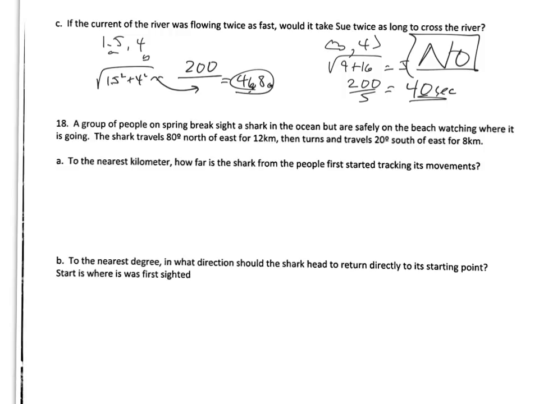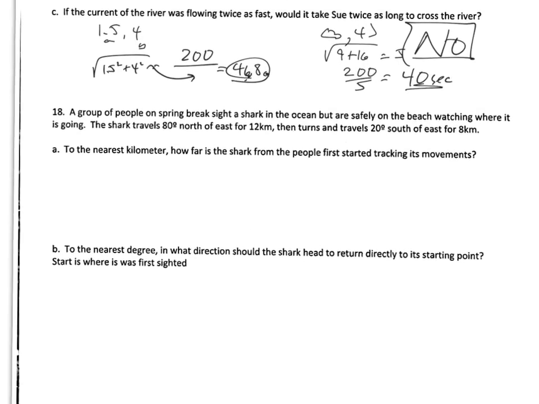For number 18, there's also one question like this. Oh, on part number 17, it's only part A and B on the quiz, not part C. So for 18, a group of people on spring break sight a shark in the ocean, but they're safely on the beach watching it. The shark travels 80 degrees north of east.